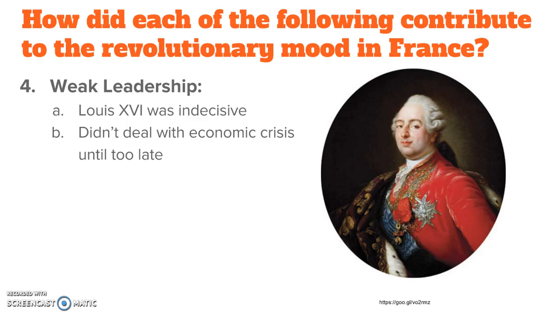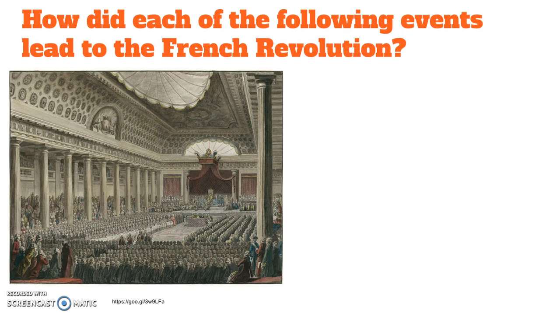People are hungry. They can't afford bread. The taxes are so high. He's not taxing the first or second estate at all. And so, all these problems with this economic crisis, he doesn't even get around to dealing with it until it's too late, until people are demanding significant change.